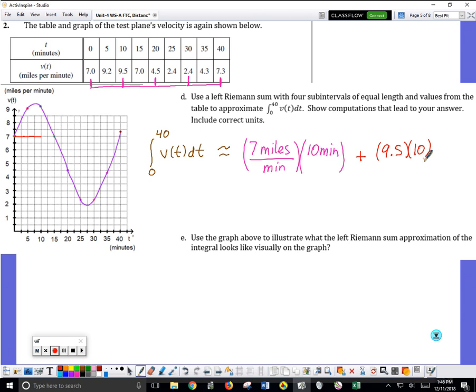Please. Hey, no one talk. I can't hear. Would it be 9.5 times 20? Let me say it back to you. So we're going to the second subinterval. The velocity that is most left within the subinterval is 9.5, but the change in time is still 10. It's very good. Yeah, dt means change in time.